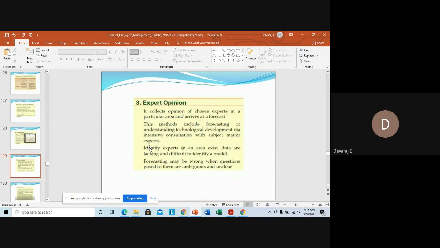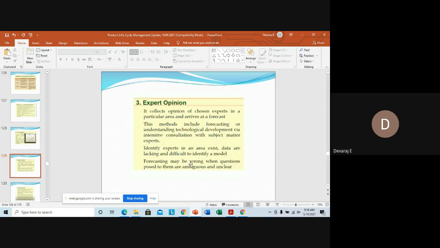So this is very, very important. Use experts when an expert in the area exists, data are lacking and it is difficult to identify a model. As I told you, if a company is in process and is failing or facing difficulties while manufacturing a product, immediately they will ask the expert why we are failing while manufacturing the product. The expert will come and see the manufacturing process, which method and which technology they are using, and immediately he will tell where you are lacking and why the problem exists. Immediately he will give solutions for the company.